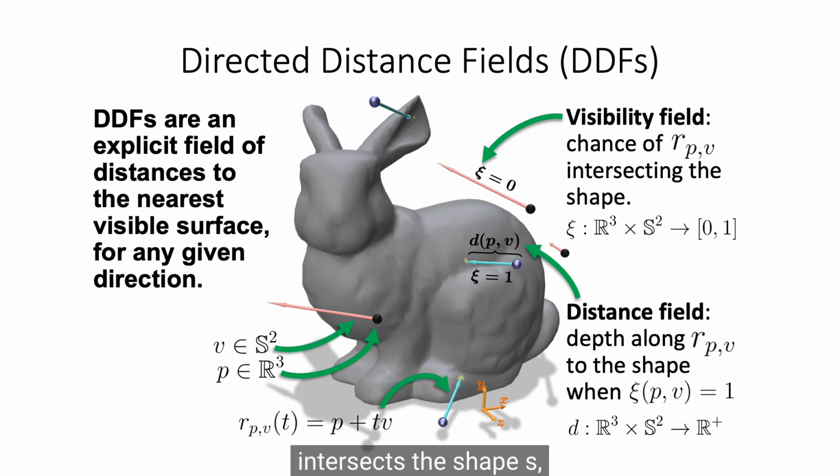shape S, and the distance field, D, which encodes the depth along R at which such an intersection point rests, when it exists. In other words, the DDF is a five-dimensional implicit shape field, mapping oriented points, PV, to visibility and depth.